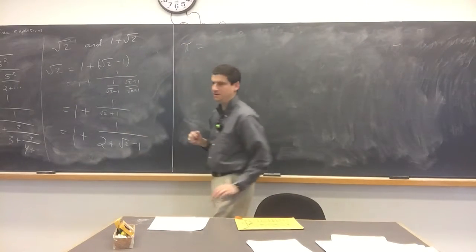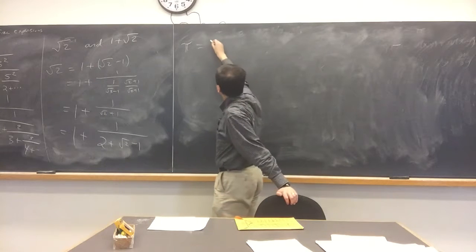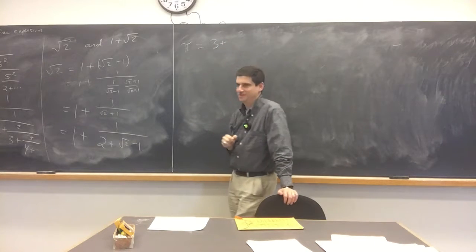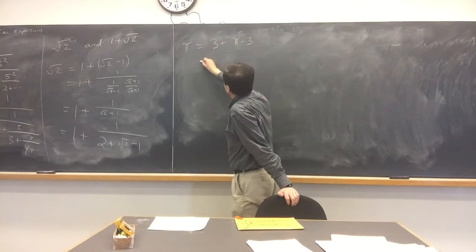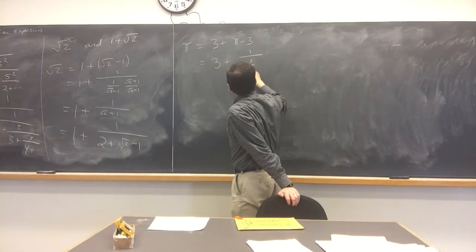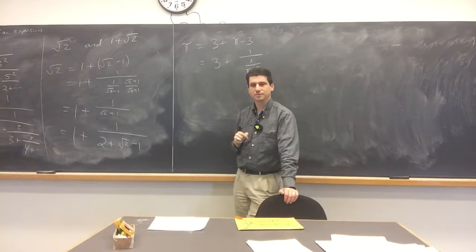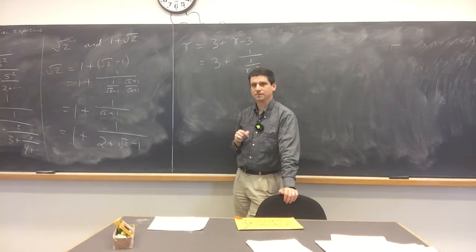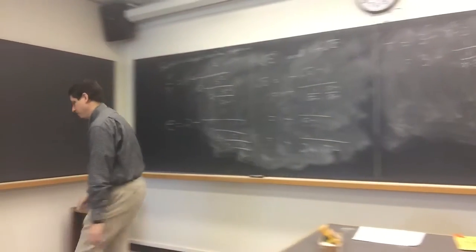So how would we start pi? 3 plus pi minus 3. So this is going to be 3 plus 1 over pi minus 3. So what would we do next? Figure out. Does somebody have a computer they want to do this, or maybe I'll just pull up mine.